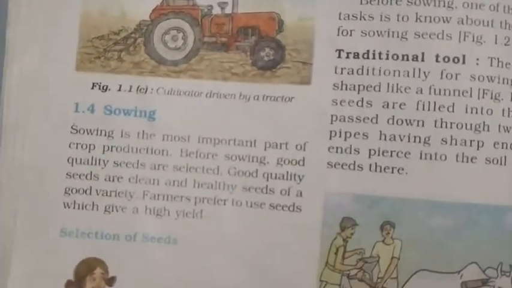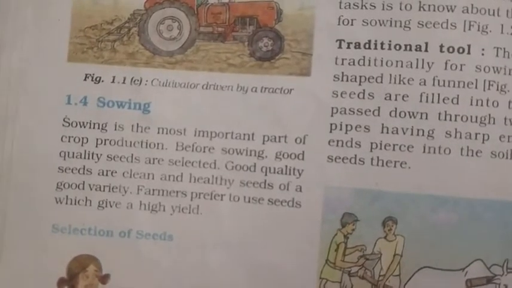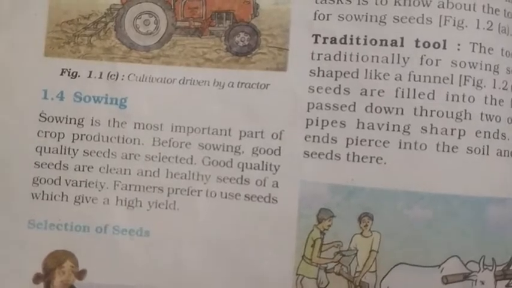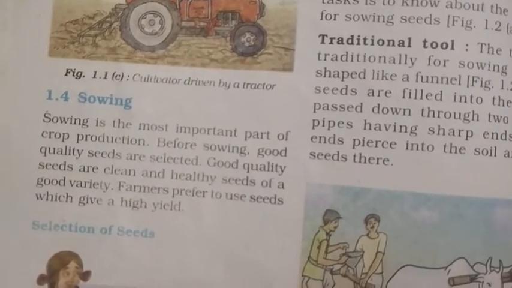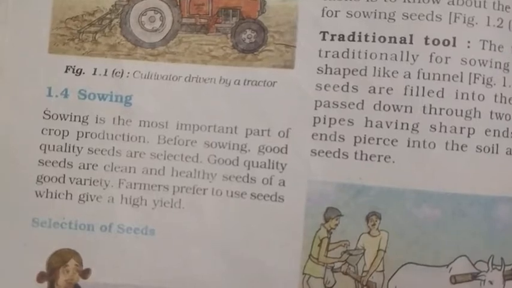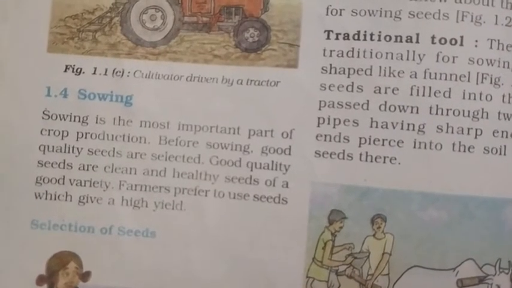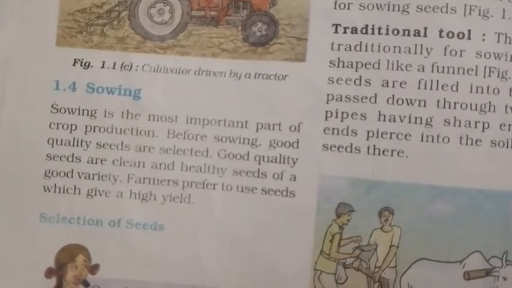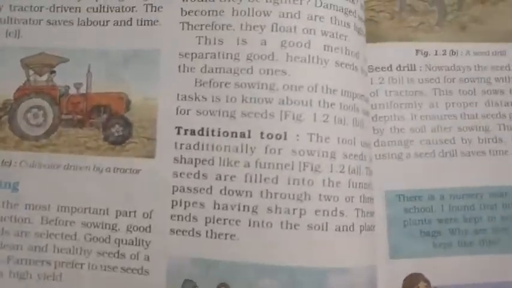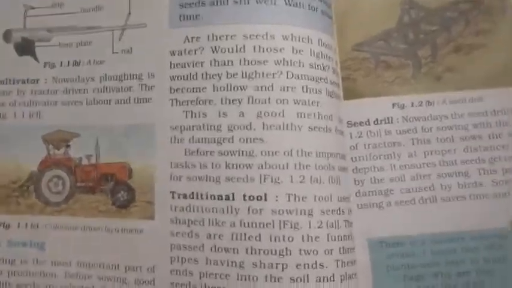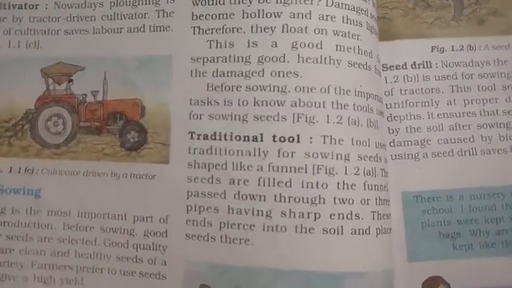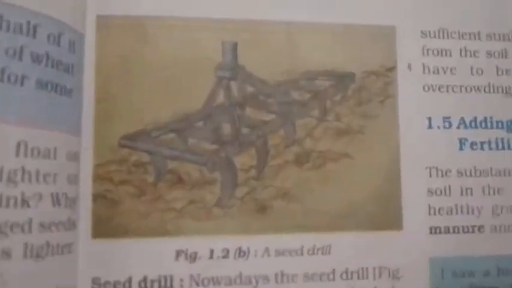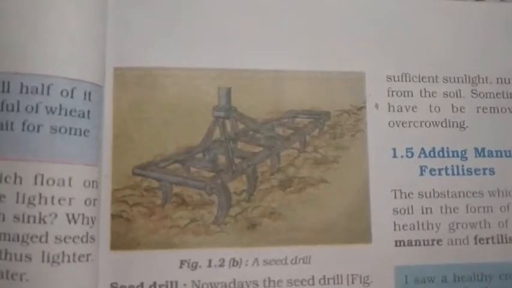Next is the sowing process. Sowing is the most important task for the production of the crop, because whatever kind of seeds we use should be very healthy. So before sowing the seeds, we have to check the quality of the seeds. For the purpose of sowing, some traditional methods are there, and also nowadays modern methods like seed drills are used.